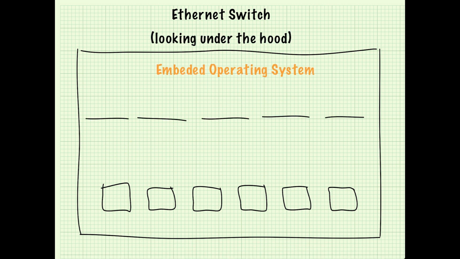The firmware, or the software, is really an embedded operating system. The vendor has included software running on that embedded operating system to provide the features. Another name for this embedded operating system with its features is the control plane.